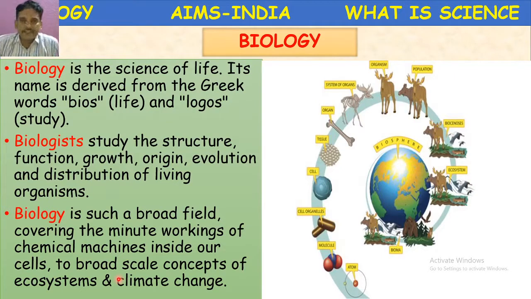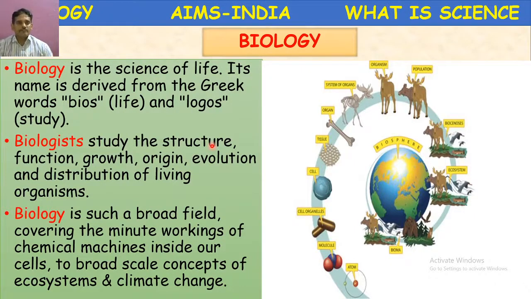Okay, it is a broad field. See here, this picture showing right from atom, molecule, cell organelle, cell, tissue, organ, systems of organs, organism, population, community, ecosystems, biomes, and biosphere. The entire living habitat on this earth together is called the biosphere. Okay?